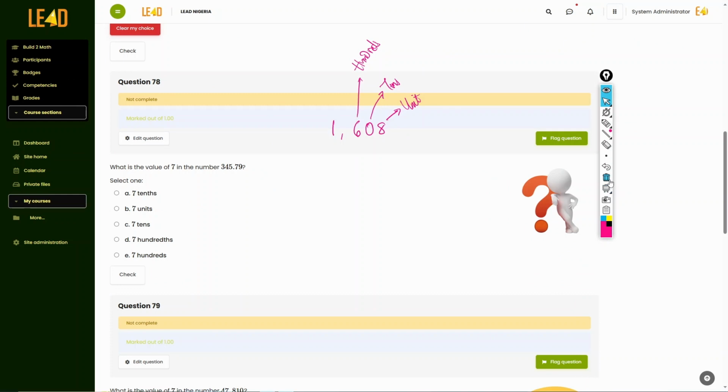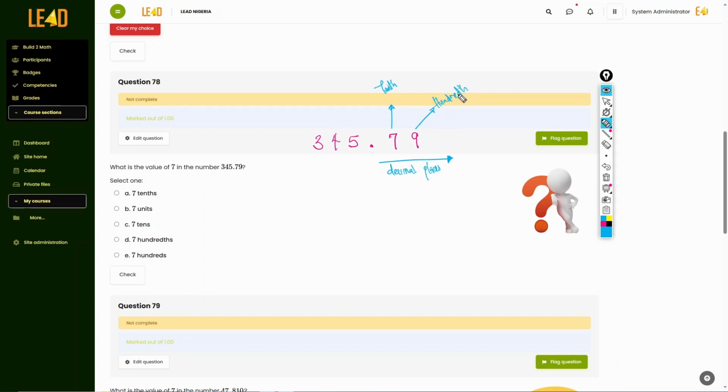All right, what now? Number 78. What's the value of 7 there? The value of 7 in 345.79. Okay, so we are to the right of the decimal point, which is our decimal places. All right, so this is tenths and this is hundredths.